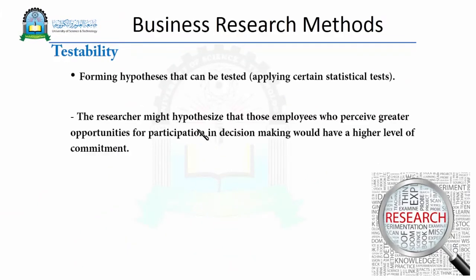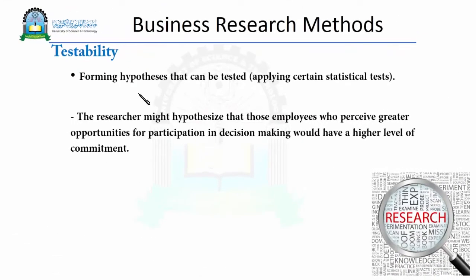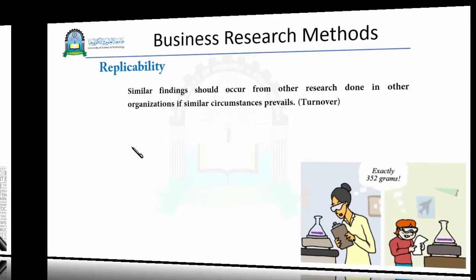Testability is the third characteristic of research. So forming hypotheses that can be tested, applying certain statistical tests. The researcher might hypothesize that those employees who perceive greater opportunities for participation in decision making would have a higher level of commitment. So I propose or hypothesize, and then I collect data, and then I compare the findings with this hypothesis and find out whether I can accept the hypothesis or reject it.